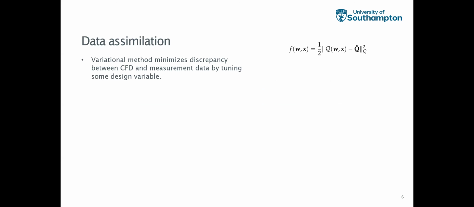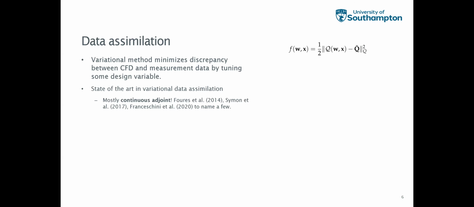So we know that the variational method minimizes the discrepancy between a model output and observations, and it does so by tuning some control variable or design variable. Here you see a simple objective function which has the high fidelity data as Q tilde and the model output as Q, for example. Now, just to give a little bit of understanding of the state of the art in variational data assimilation, most of them employ the continuous adjoint. I don't have to spell out the advantages of a discrete adjoint because that's pretty much the reason why most of us are using DAFoam.